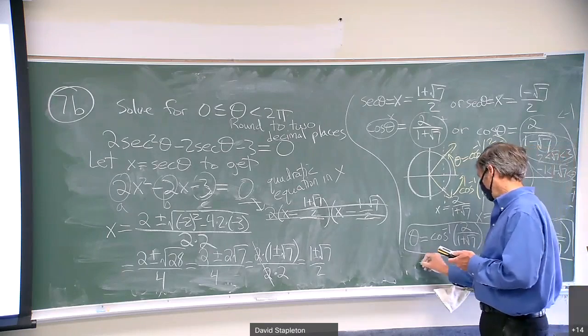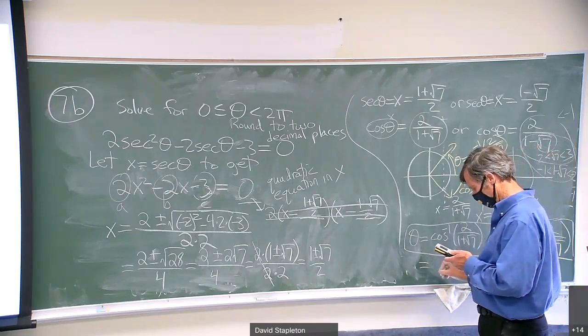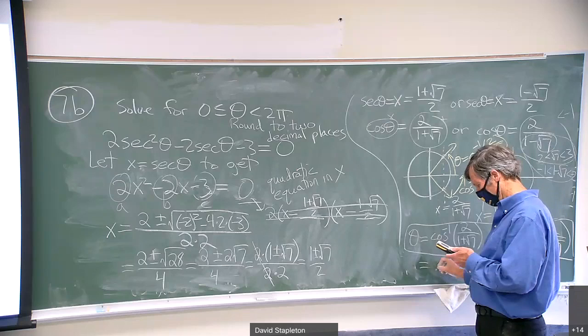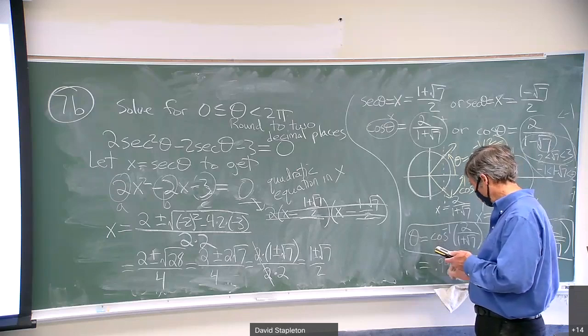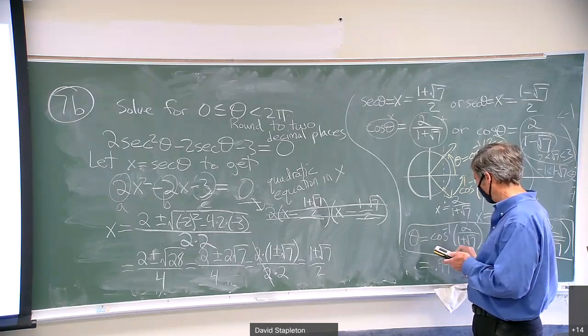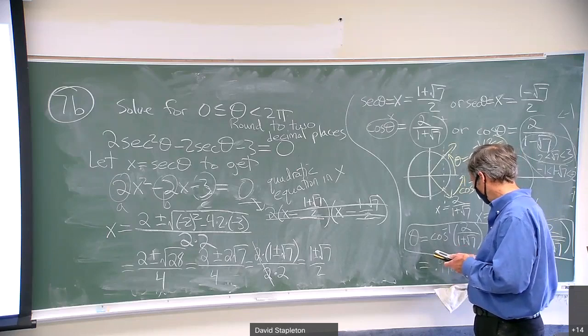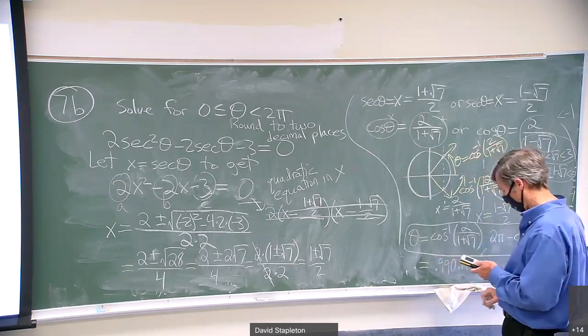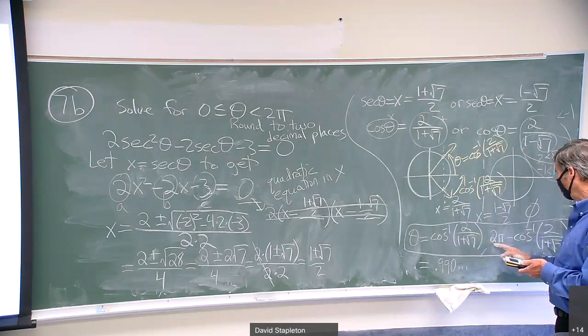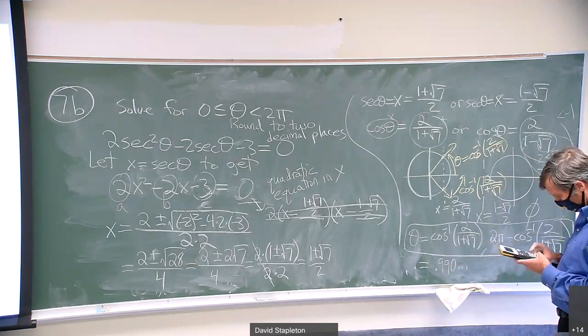And I get 0.99 and other stuff. Rounding to 2 decimal places is just this one. Then I'll take 2 pi minus that one. So I'll take 2 times pi minus the answer that's on the screen.